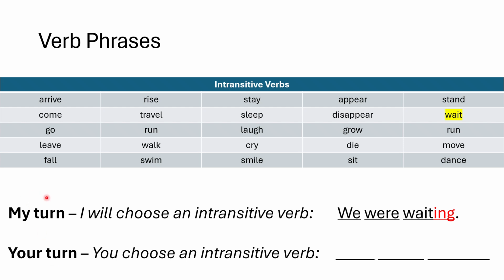My turn. I will choose an intransitive verb. Wait. We were waiting. Remember, for a verb to be in the continuous tense, the suffix ing must be added to the end of the base verb. Your turn. You choose an intransitive verb.